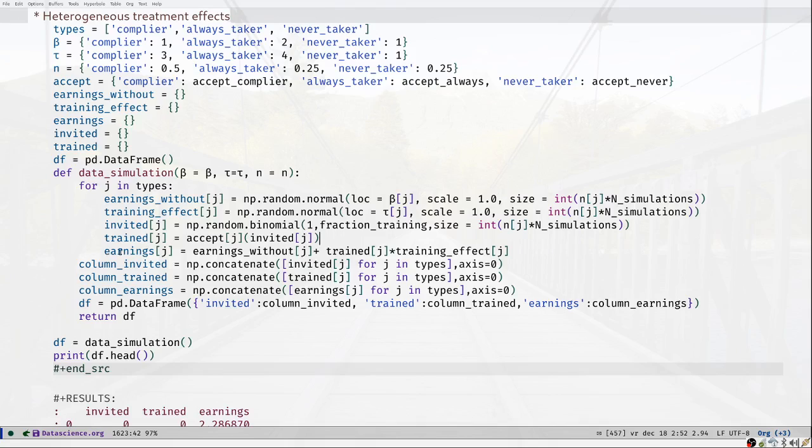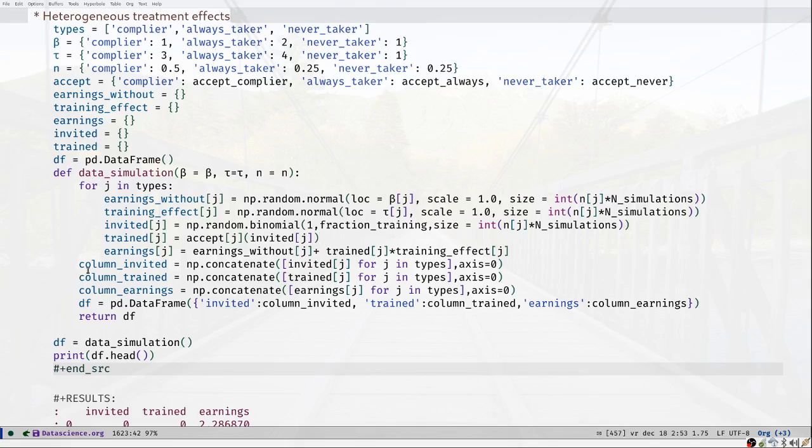Then finally, the earnings that each individual, each of the compliers, is going to get is the earnings that it earns without training, plus this factor whether or not he got trained. So if trained is 0, the person did not get training, and there is going to be no further effect. But if trained is equal to 1, this training effect is going to be added. This training effect, we generated ourselves here. That's a vector of draws from this normal distribution.